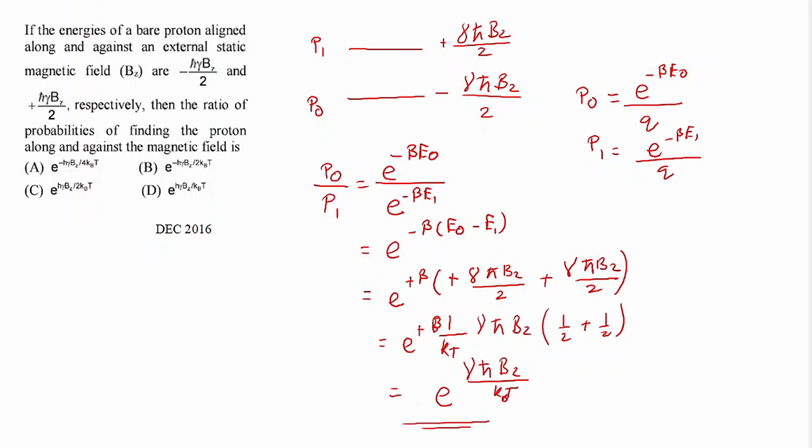So this will be the correct answer, and hence option number D is correct, that is e raised to h cut gamma Bz upon kBT. This will give us the ratio of the probabilities of finding the proton along and against the magnetic field. So this is along the magnetic field and this is against the magnetic field. Very simple problem. Moving on to the next numerical.